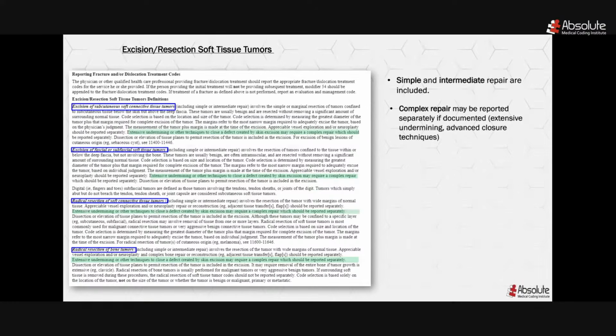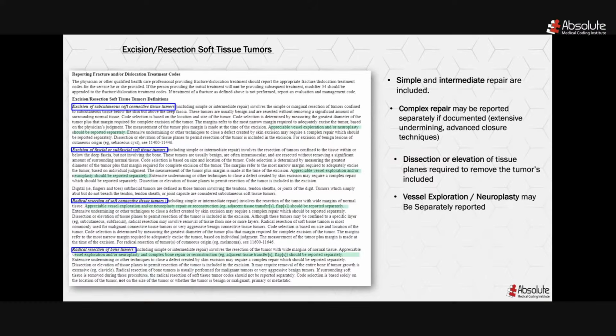So whenever you see extensive undermining and advanced closure technique, that qualifies for a complex repair for this section. And the third common rule is that any dissection or elevation of the tissue planes needed to reach the tumor is already included. So just getting down to the tumor doesn't earn you extra codes. And the fourth rule: if the surgeon performs significant vessel exploration or neuroplasty, that work may be reported separately, again only when it is correctly documented.